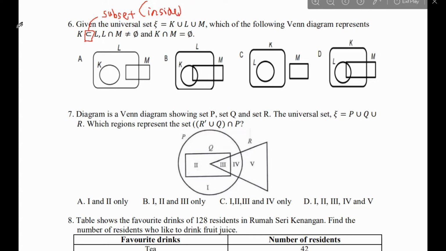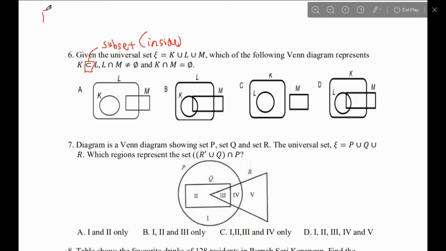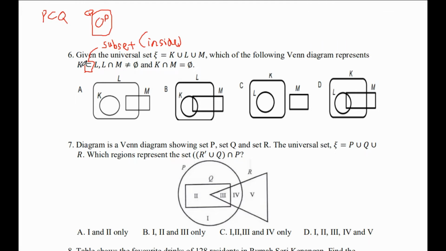Let's say I tell you that P is a subset of Q. That means P is inside Q. This is the meaning of subset. So K is a subset of L. That means K is inside L. So A is correct, K is inside L. B is L inside K, so this is wrong. So we are left with A and B.